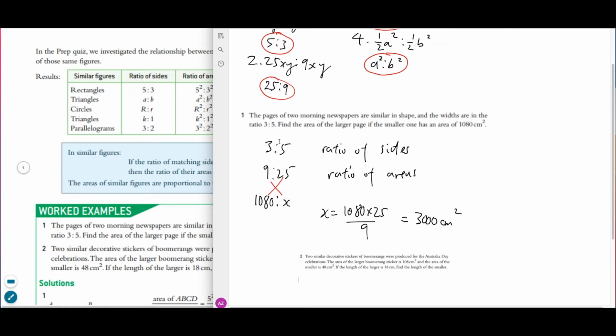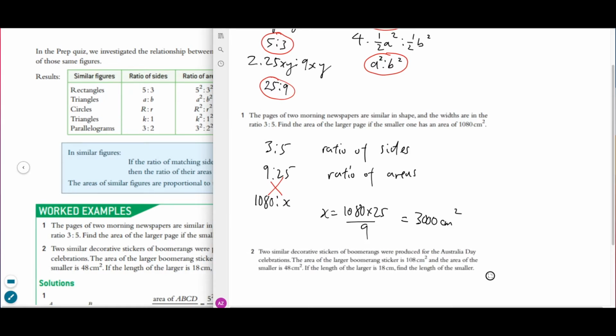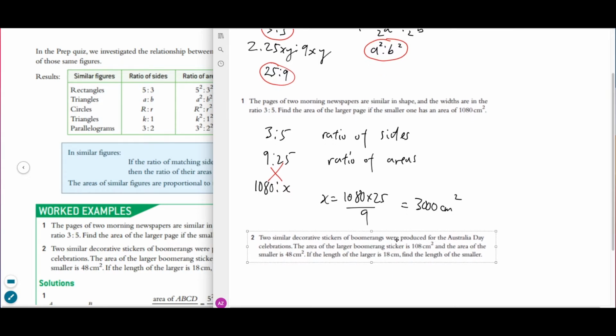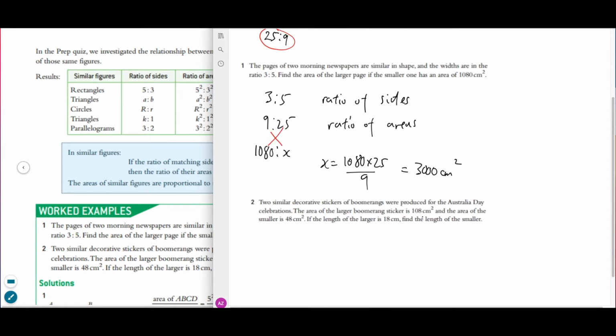All right. So it says two similar stickers of boomerangs were produced for Australia Day celebrations. The area of the larger sticker is 108. If the area of the smaller one is 48, and the length of the larger is 18, find the length of the smaller.